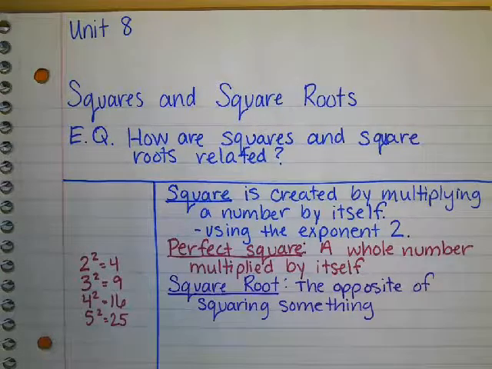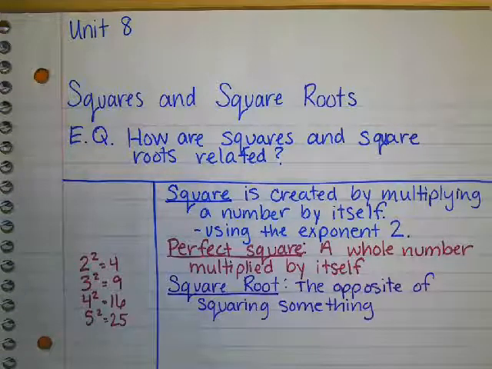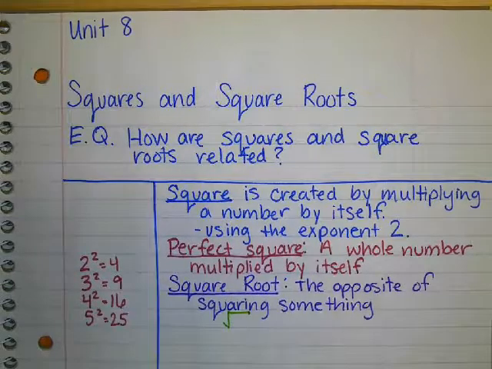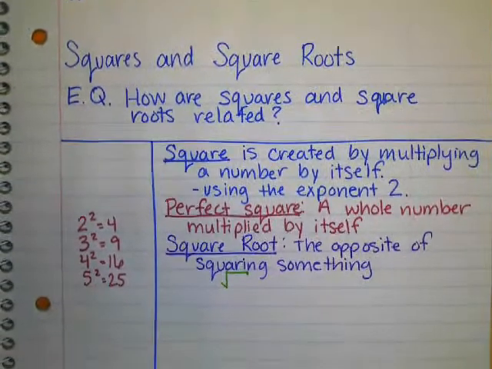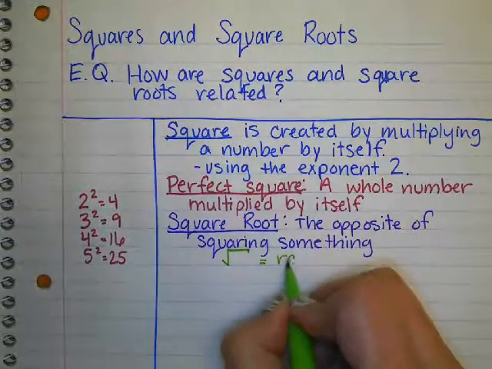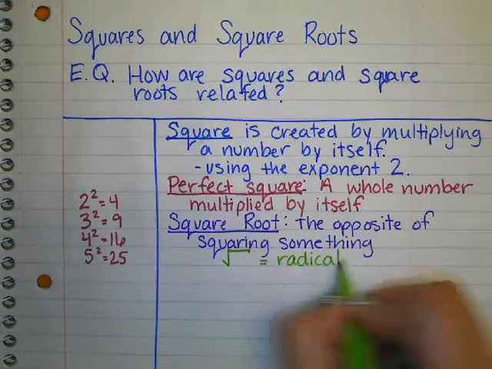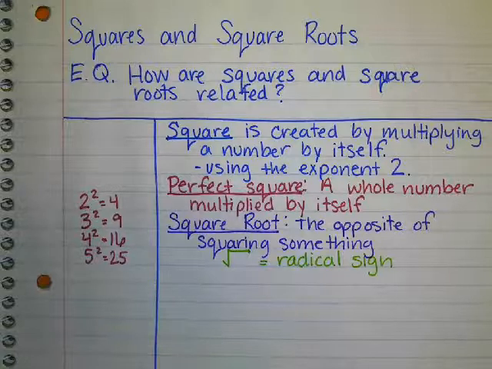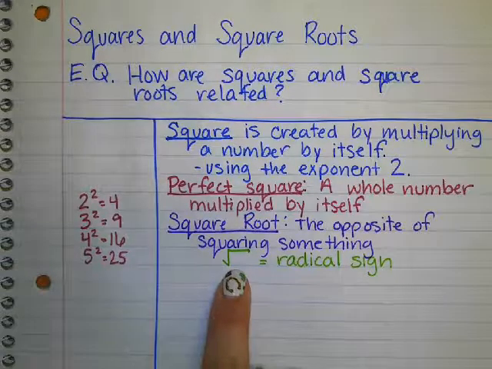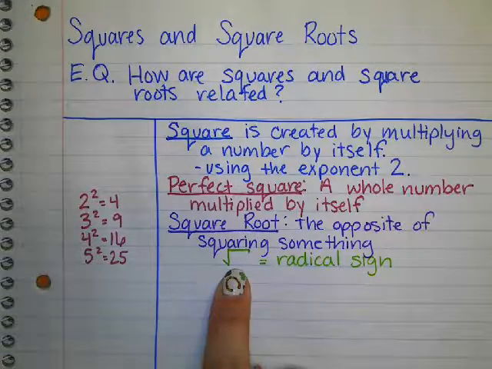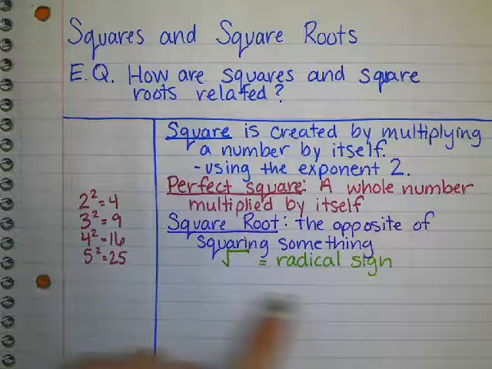Now we use a symbol for a square root, and many of you know what it is already. It is a symbol that looks like this. And that symbol is called a radical sign. So when we say the word radical, it means a number that is under this symbol or this square root. Okay, so that's a radical sign.